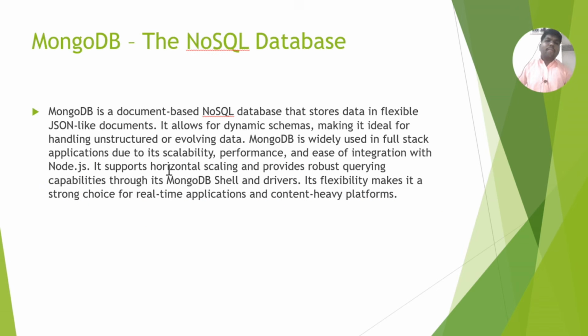The first component of the MERN stack is MongoDB. It is a NoSQL type database. SQL type databases use tables, but here it uses JSON-like documents. It allows dynamic schemas, making it ideal for handling unstructured and evolving data.